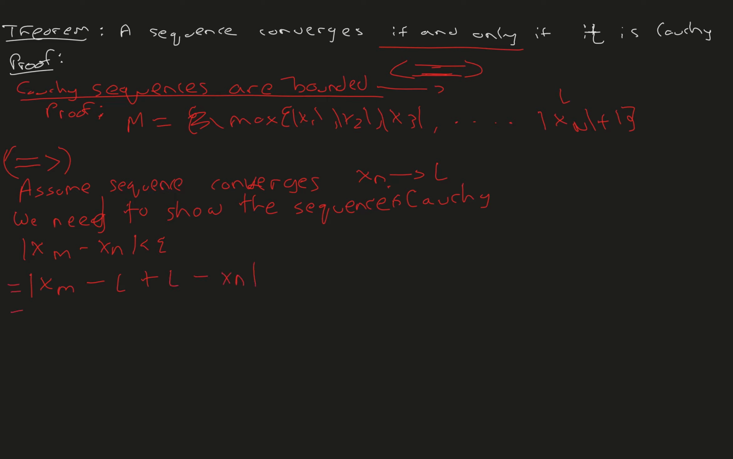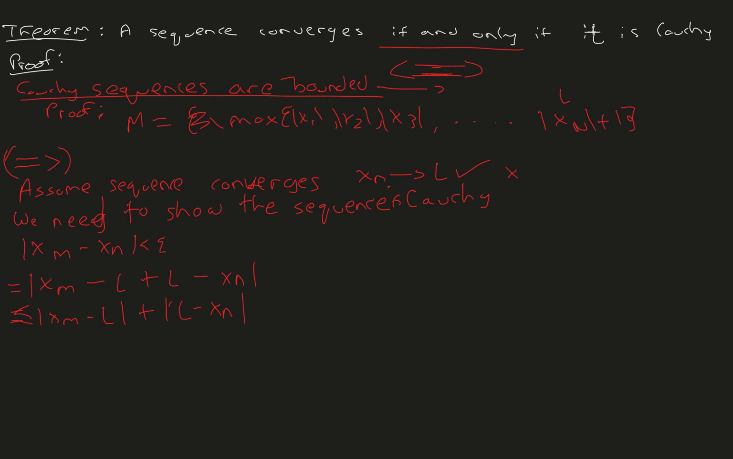Right, so this can be written, by the triangle inequality, again, this can be split into L plus L minus xn. And I want you guys to note that L minus xn is exactly equal to xn minus L. It doesn't matter though, however we write it. And since we know the sequence converges, we can make xn minus L as small as we like.